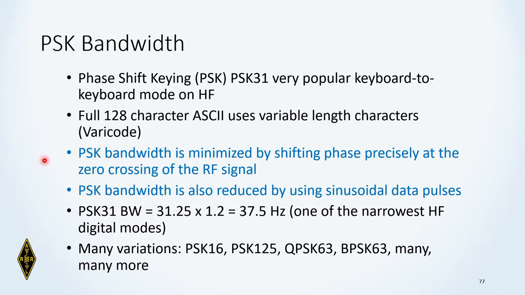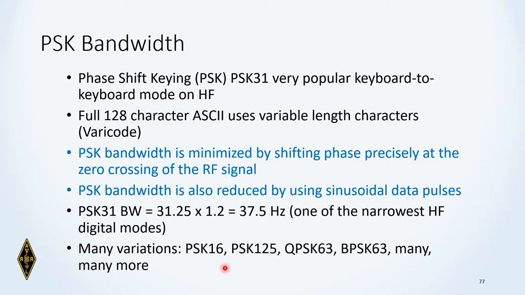And then a couple things from the pool. PSK bandwidth is minimized by shifting phase precisely at the zero crossing of the RF signal. I'll show you a picture of that. Secondly, PSK bandwidth is also reduced by using sinusoidal data pulses. Again, I have a diagram of that. The actual bandwidth turns out to be 37.5, but they don't ask us that. And at the time that this was written, it was one of the narrowest HF digital modes.